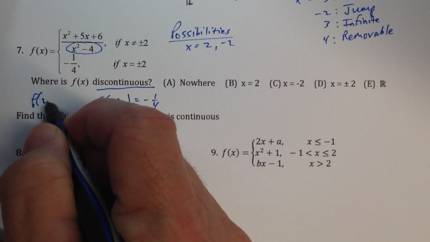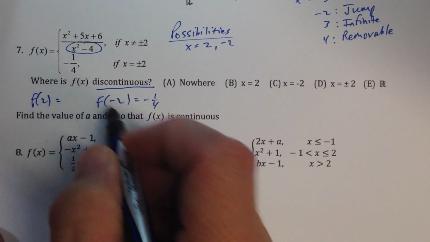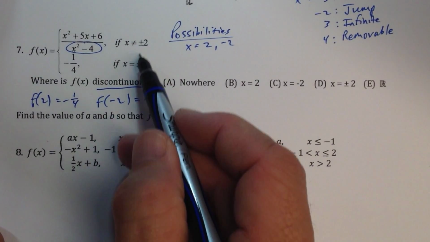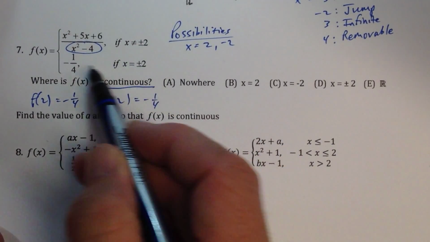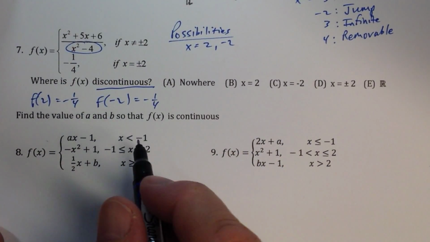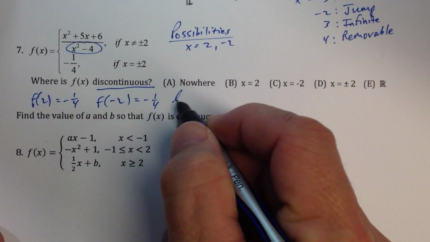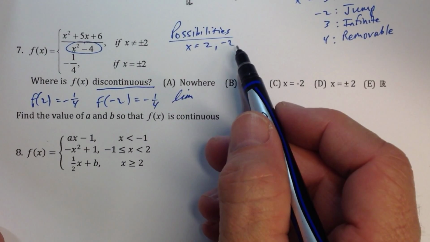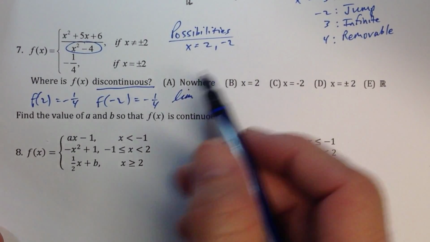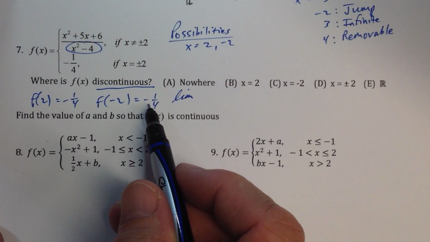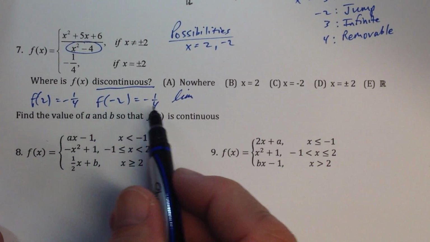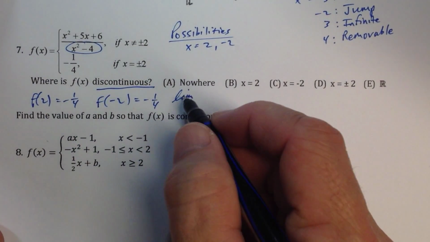f of 2, let's put that over here so we have more room. f of 2 is also negative 1/4, because in a piecewise function, you have to find the domain restriction, and then you go to the left to see what you get. Okay, well, what's the limit then? So far, both of our possible discontinuities have survived the first test for discontinuity. And so we found that the functions do exist at negative 2 and positive 2.